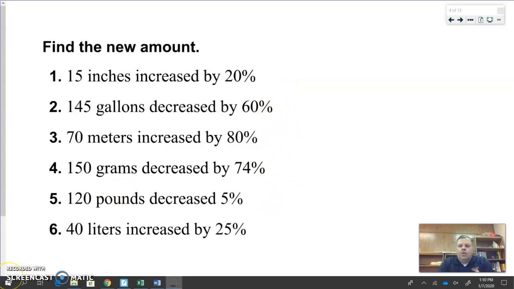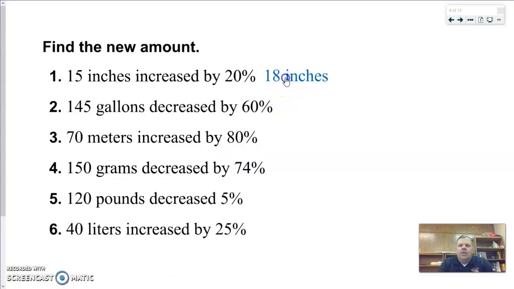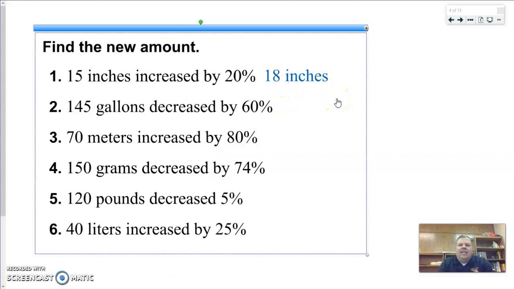Hopefully you had a chance to answer these questions. 15 inches increased by 20% gives us a new amount of 18 inches. 145 gallons: 145 times 0.6, we will then subtract that from 145 and we will get 58 gallons. 70 meters increased by 80%, that means we're going to increase it by 56 meters. 56 plus 70 is 126 meters.